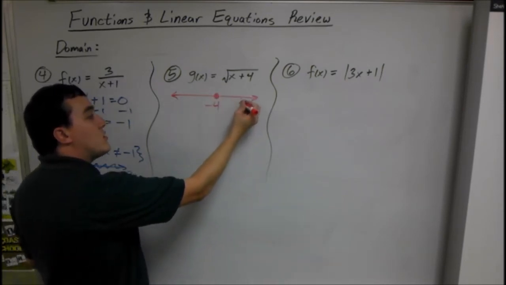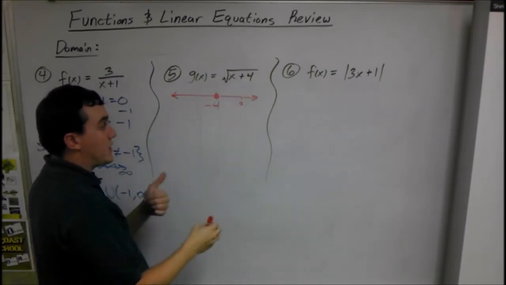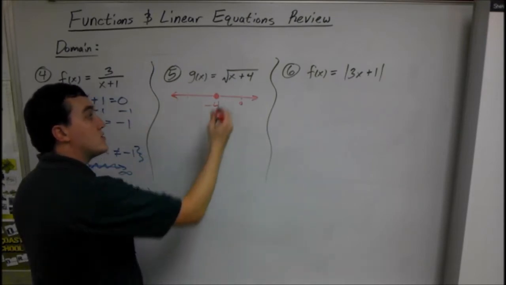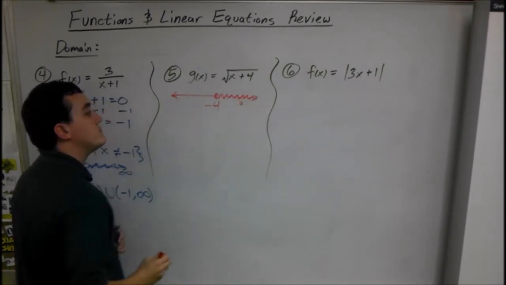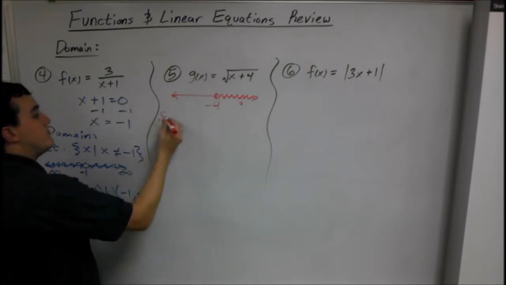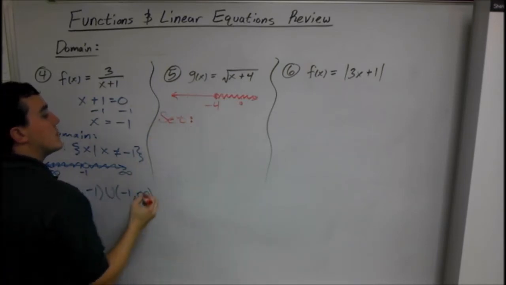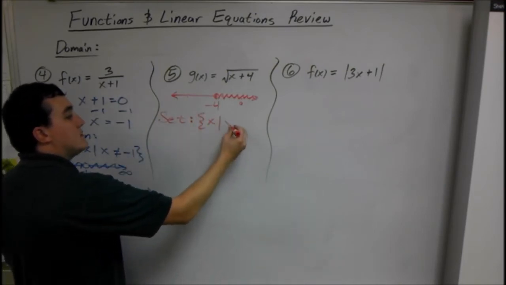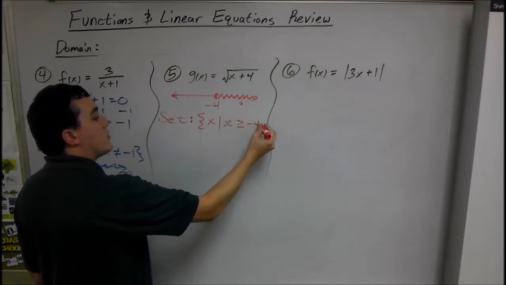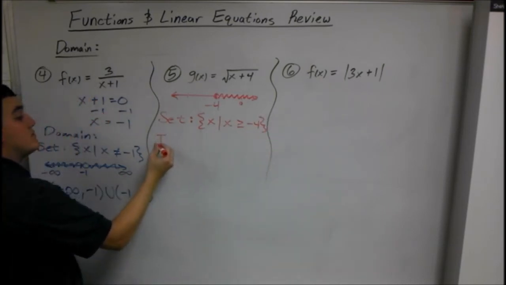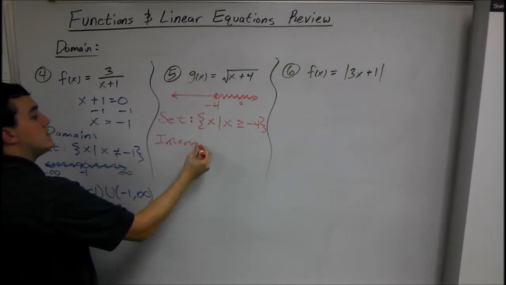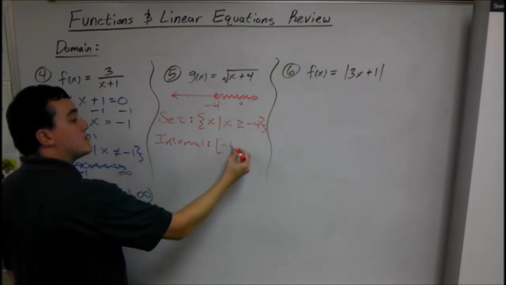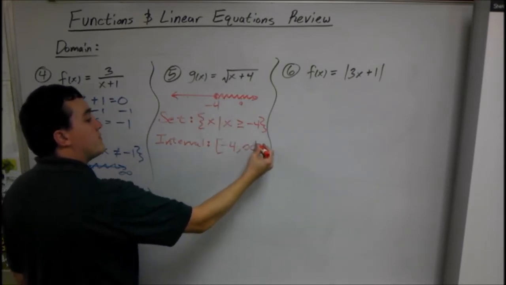And if we plug in, say, 0, 0 plus 4, that's positive. That's okay. But if we plug in anything before negative 4, we get a negative under a square root. It's not okay. So it's everything this way. So for set notation, it's x, since we're talking about domain, is everything x is greater than or equal to negative 4. For interval notation, we can pretty much follow the graph. It starts at negative 4 with the bracket because it's closed, and it goes to infinity, right?